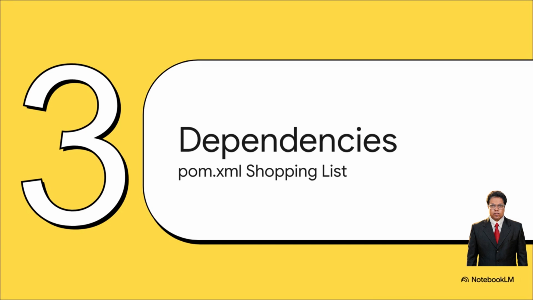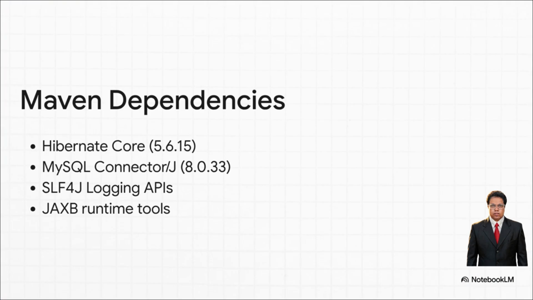All right, part 3, dependencies, the pom.xml shopping list. With our database ready to roll, we need to populate our pom.xml file. Think of this as your core shopping list. We're pulling in the heavy lifters: the Hibernate core engine itself, specifically version 5.6.15, the MySQL JDBC driver, version 8.0.33, to handle the physical database connections, SLF4J for logging our app's behavior, and a very specific set of APIs for modern Java compatibility.